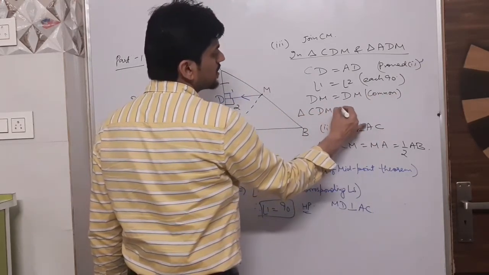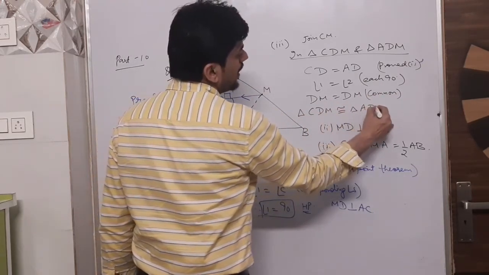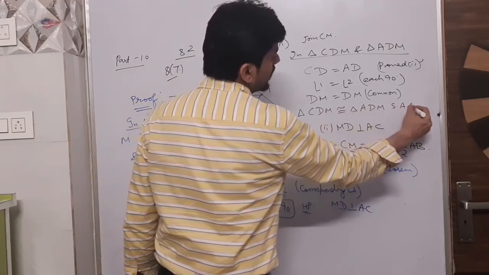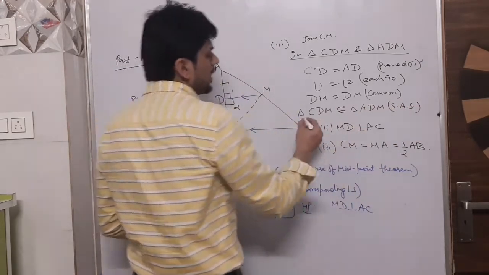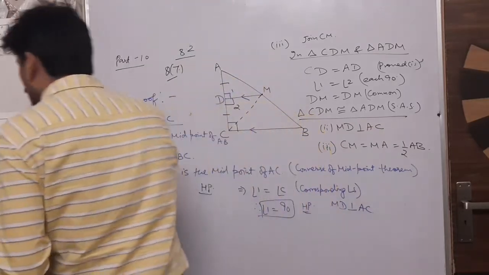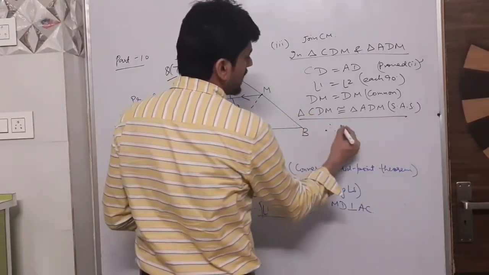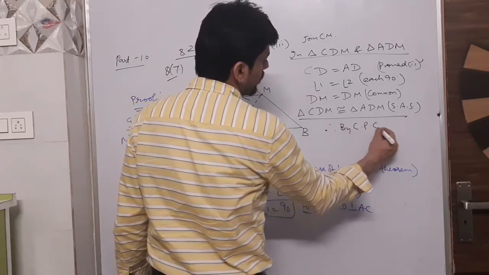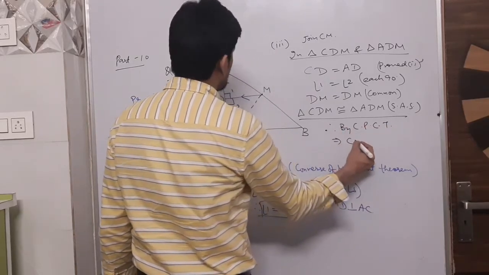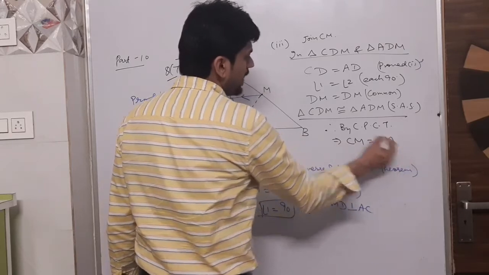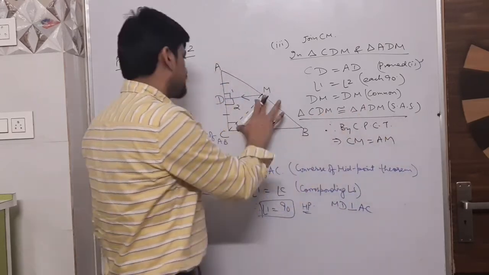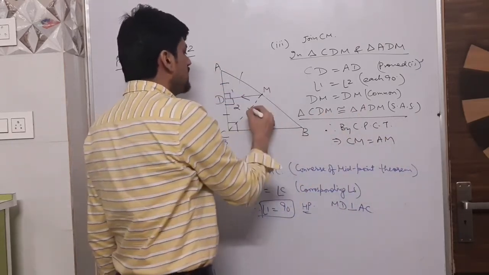तो देयरफॉर triangle CDM is congruent to triangle ADM by side angle side rule, SAS rule, and that completes the proof. Just only you have to write this by CPCT. So therefore by CPCT, corresponding parts of congruent triangles, CM is equal to AM.